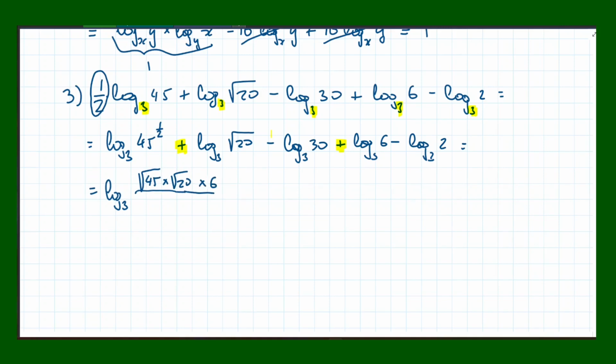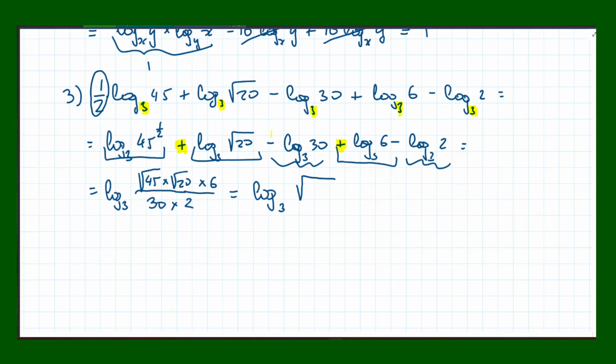So now I add that with this term, and this term. I still have to deal with this term and this term, but those terms have got a subtraction in front of them, so those terms are going to have to go down into the denominator. So that's going to be 30 times 2. Next, I am still keeping the log base 3, but now I've got root 45 times root 20, so that's going to be one root sign.